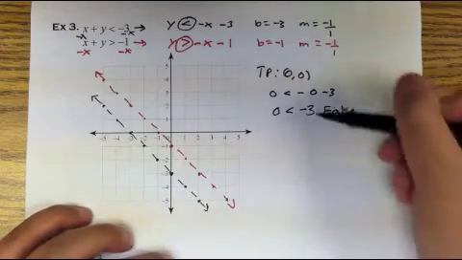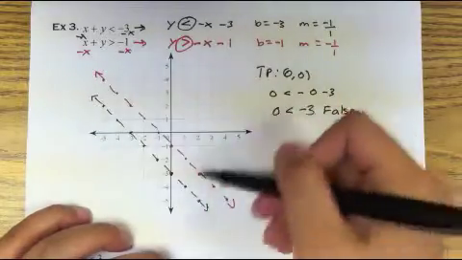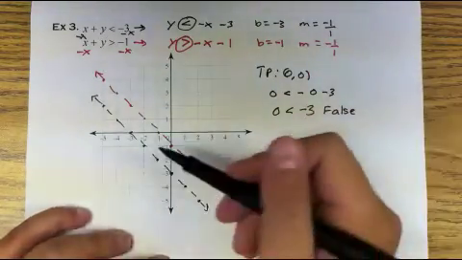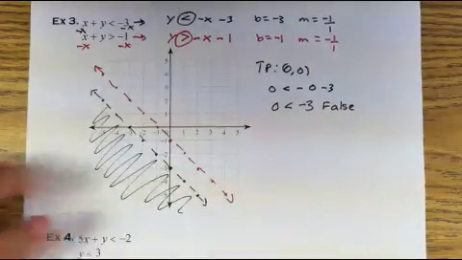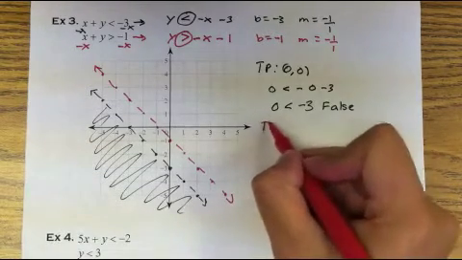So do we want to shade the side of our test point? So do we want to shade over here? Would that make sense? No, it just said that was false. So let's go to the other side. Okay, so let's shade the other side, the opposite side of your test point. Perfect.